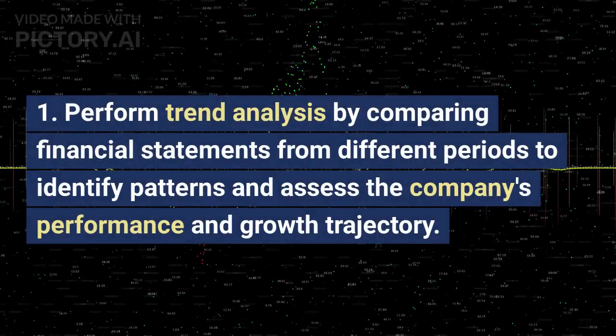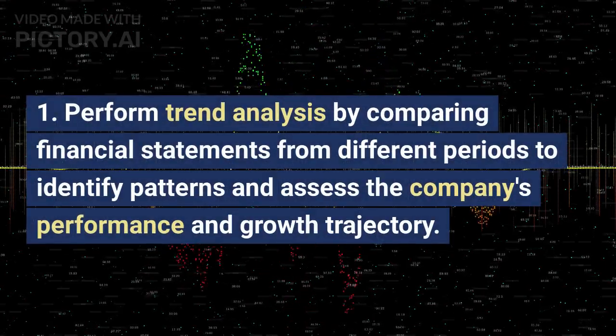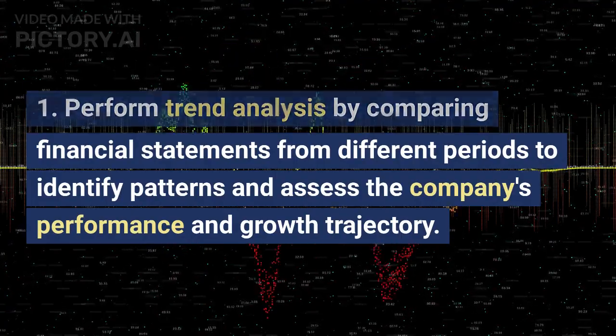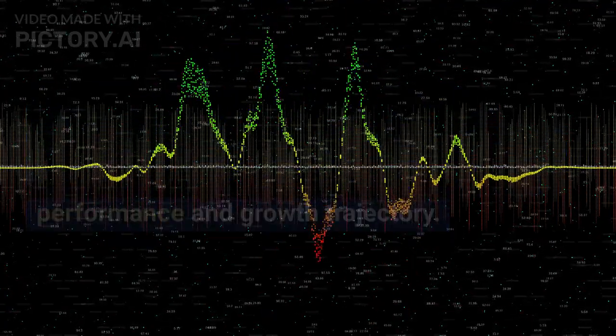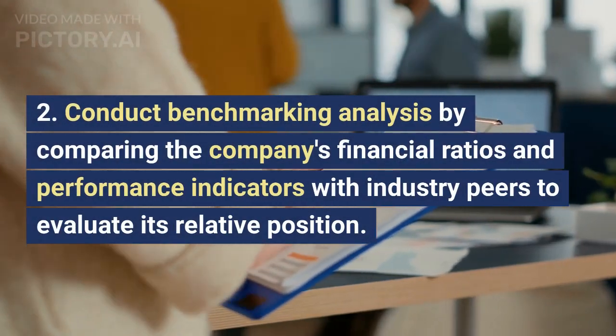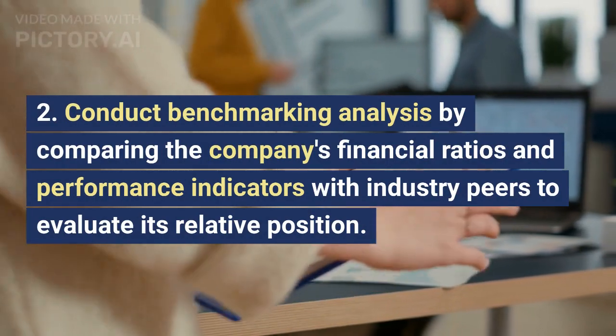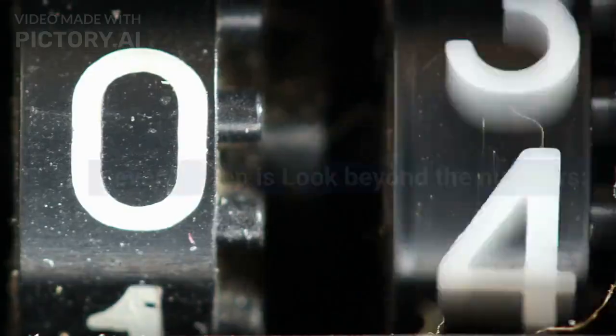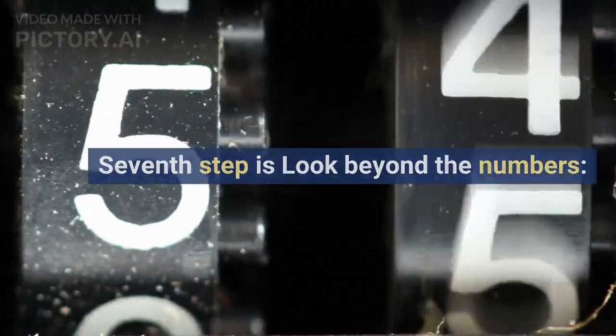1. Perform trend analysis by comparing financial statements from different periods to identify patterns and assess the company's performance and growth trajectory. 2. Conduct benchmarking analysis by comparing the company's financial ratios and performance indicators with industry peers to evaluate its relative position. Seventh step is look beyond the numbers.